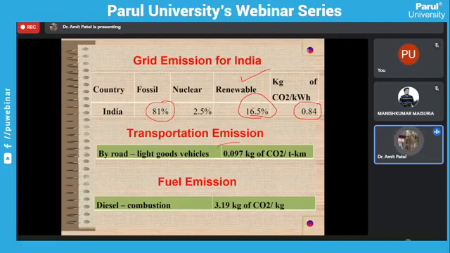Then transportation emission, there are some numbers for that. You use, say, 0.97 kg of CO2 per ton-kilometer of transportation of goods. You need to account for this here because your agro residue is a very light material. It will occupy large space, and the emission will be very large behind that. Then if you burn fuel, the fuel footprint is very simple to calculate because the composition of diesel is known to us. So 3.19 kg of CO2 is the statistic for the use of diesel.